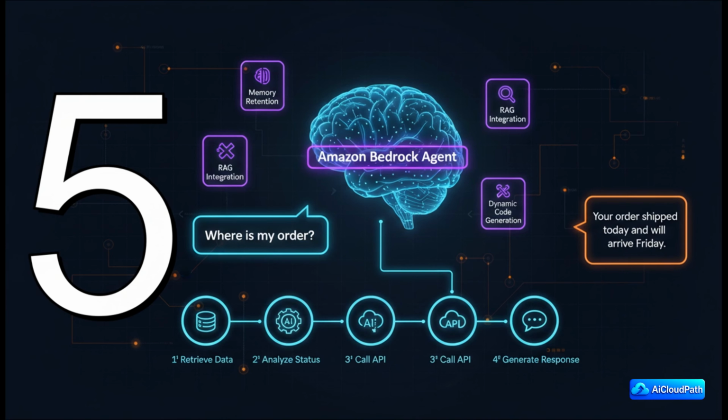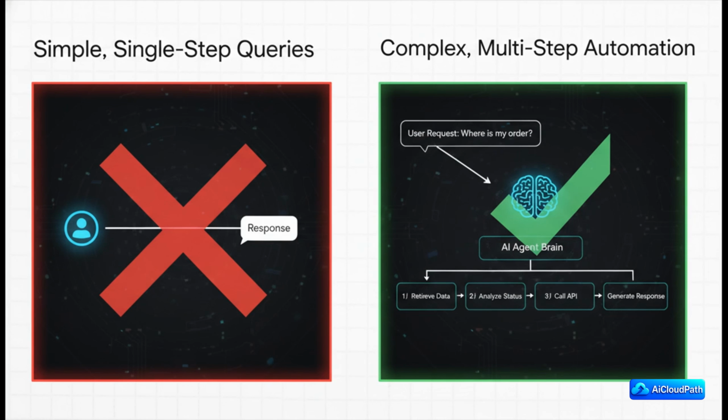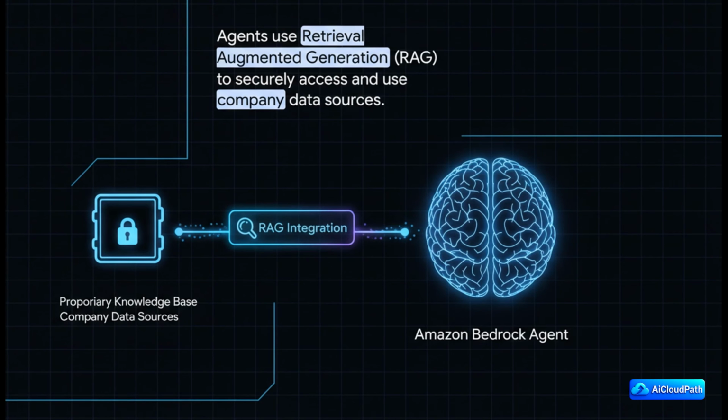If you're going to remember just a few things from this, make it these next 3. First and foremost, agents are built for complexity. They don't just answer a single question, they navigate an entire sequence of steps, and that fundamentally changes how we think about automating workflows. Second, a huge part of their power comes from retrieval augmented generation, RAG.